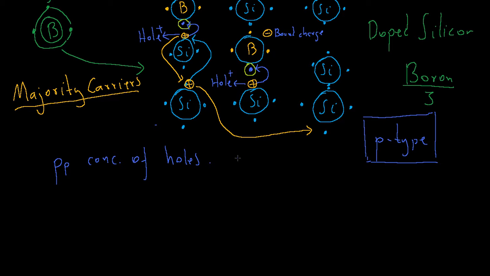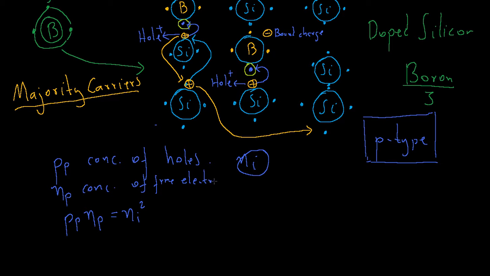We still have Ni, which is the intrinsic concentration. And so what we can say is that P sub P times N sub P is equal to Ni squared. And N sub P is the concentration of free electrons for the P-type conductor. So okay, so these are some terms.